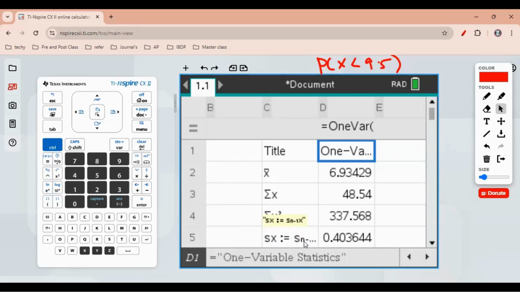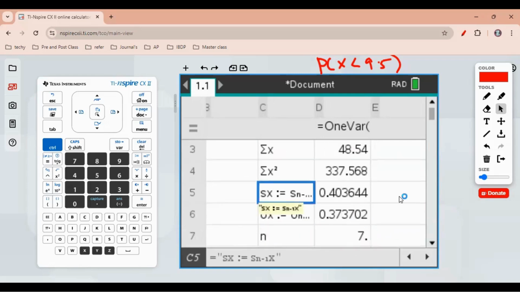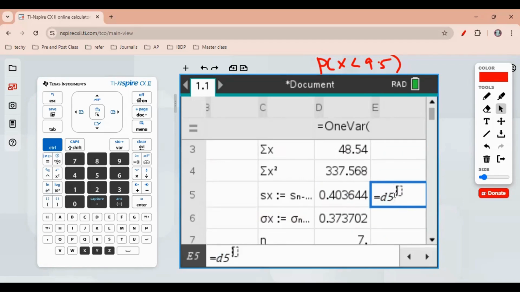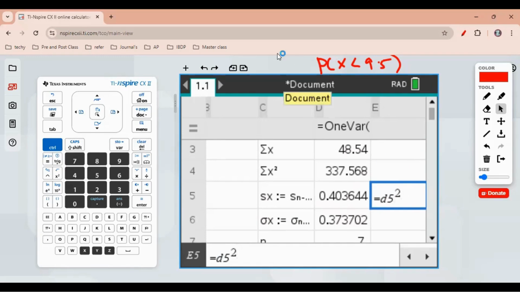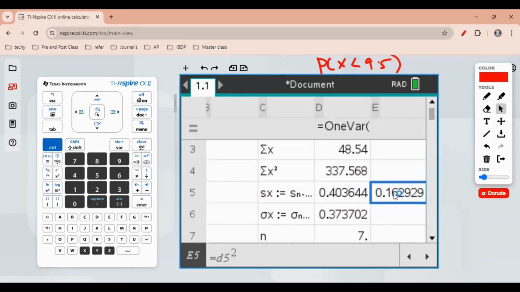This is actually S(n-1), and I need S(n-1) squared. So it's quite simple: you need to square this result. If you want the calculator to do the calculation, just click equal, click on the value to be squared, that is D column 5th row, and then put a square. So we got this. This is my S(n-1) squared, which is the population variance. So directly we can do it with the help of the calculator here. That's it. Moving to the solution page.